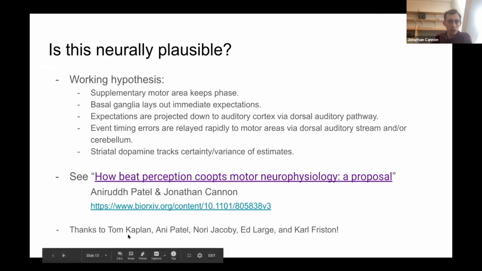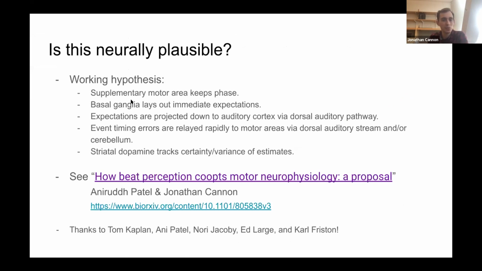So big question for a neuroscience conference: is this neurally plausible? I've been working with Ani on a working hypothesis for how the beat is tracked in the brain. Our idea is that the neural firing state in the supplementary motor area keeps track of the phase of this external stimulus, and that the basal ganglia is involved in laying out immediate expectations in the immediate future, setting up that template for you right into the future.